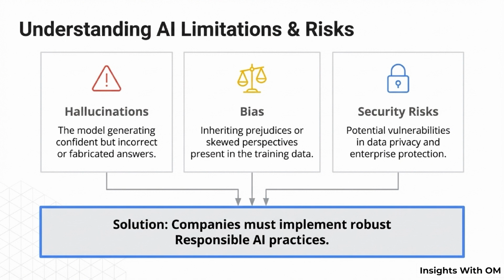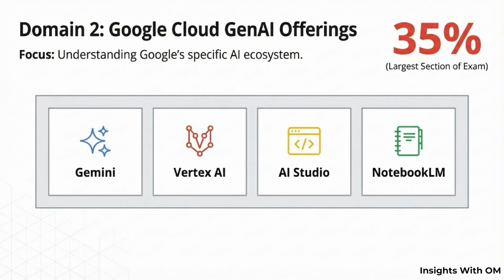Because of these risks, organizations must focus on responsible AI practices, including fairness, safety, privacy protection, and governance. The second domain covers Google Cloud's generative AI offerings and represents the largest portion of the exam, at about 35%. This domain focuses on the tools and platforms that Google provides for building and using AI systems.